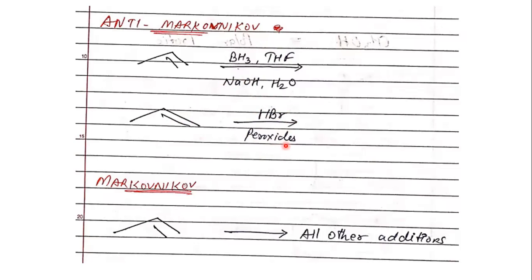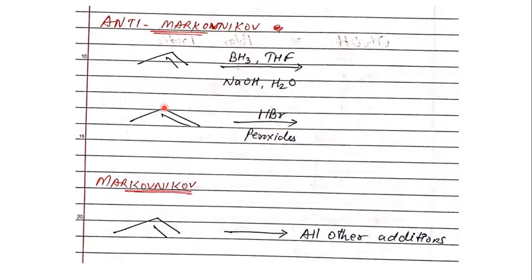But in the presence of peroxides. So if there are peroxides present, where will the hydrogen go now? Ideally, it should go on the carbon which is proton rich, but it is going to follow anti-Markovnikov. So that hydrogen is going to go to that carbon which is not proton rich. Can you tell me where this hydrogen will go now?